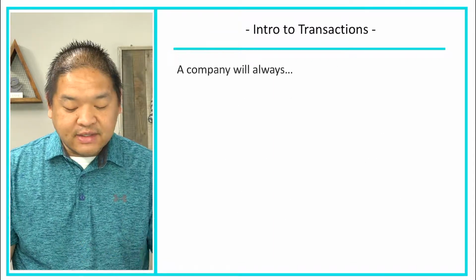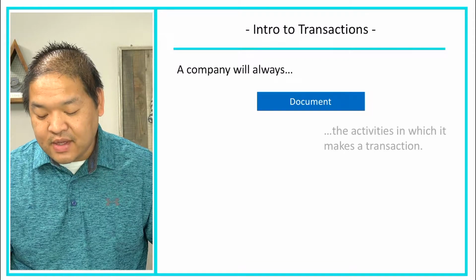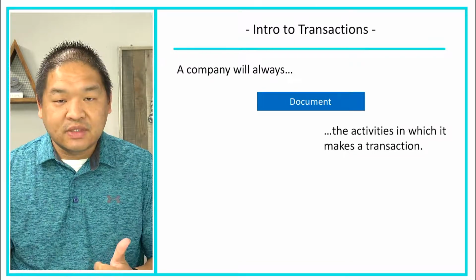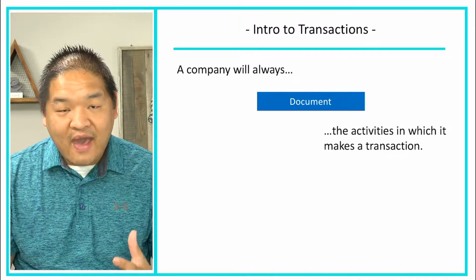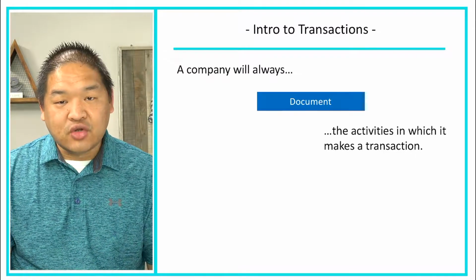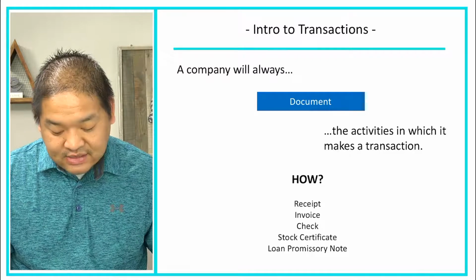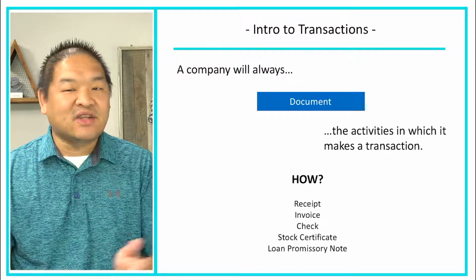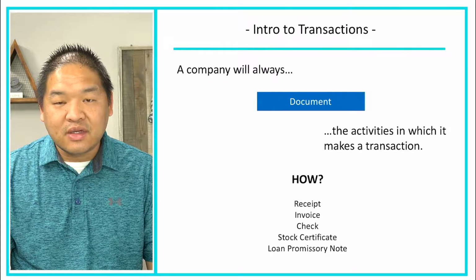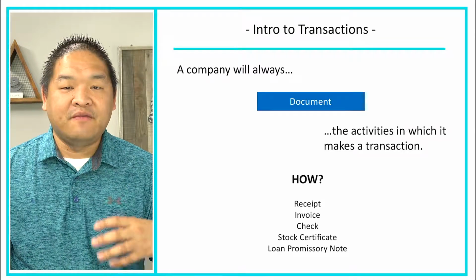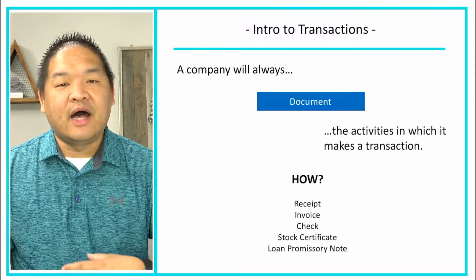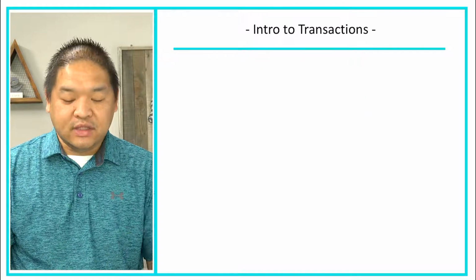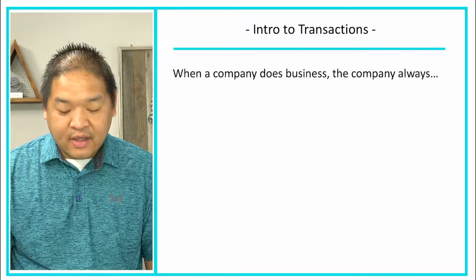So let's review this. A company will always document the activities in which it makes a transaction. So we should have some documentation. We should have some evidence to substantiate the transactions. And like we said in the last lesson, this could be done by a receipt, invoice, check, stock certificate, loan promissory note. There's always some type of evidence that we could get that helps substantiate the transaction in which we're actually booking into the financial books of the company.